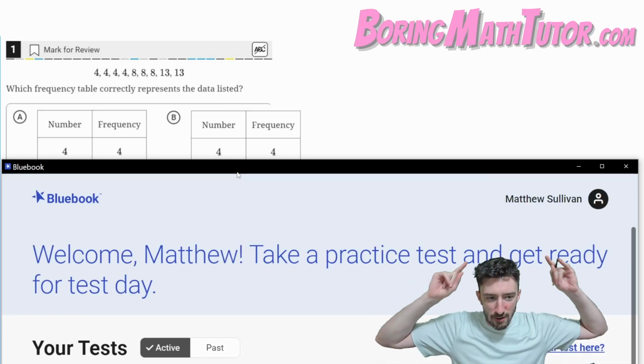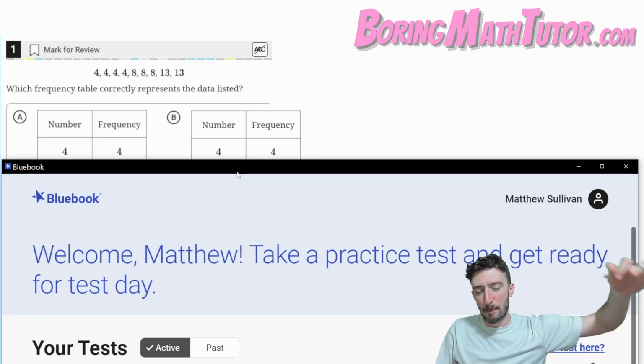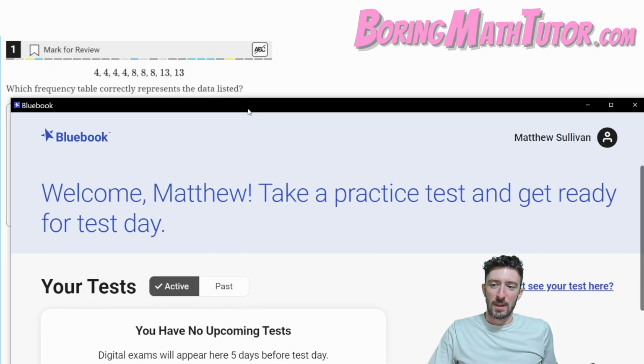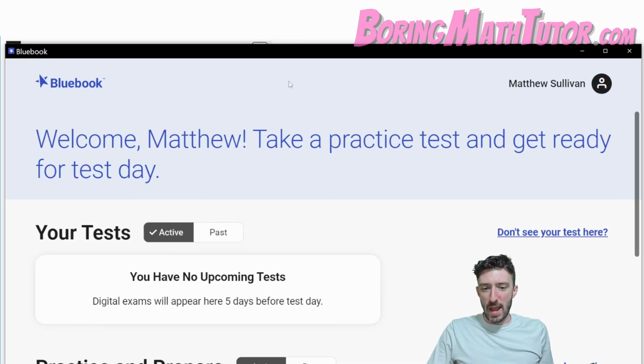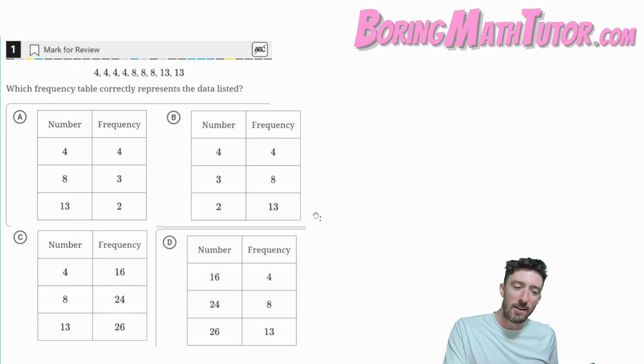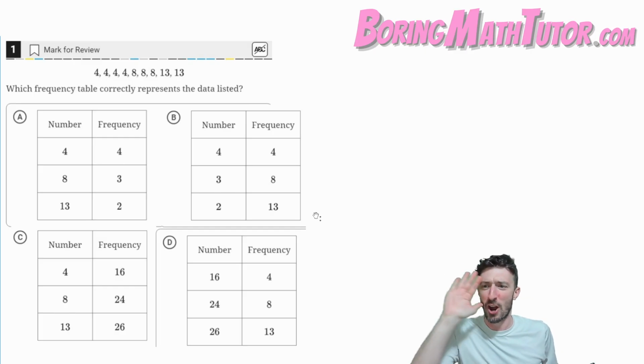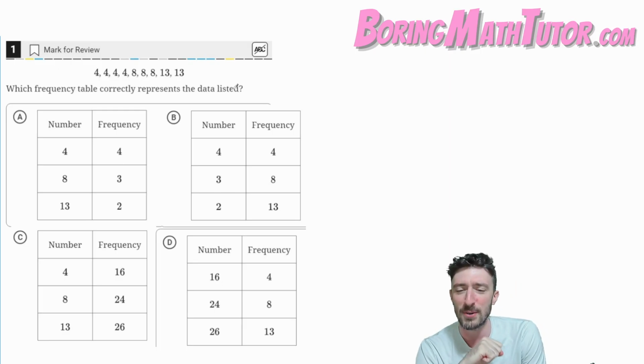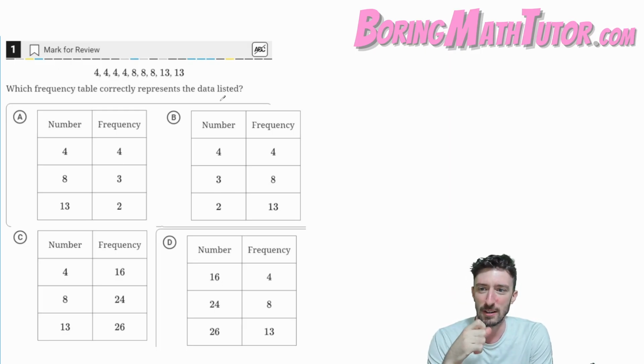Hey, we got ourselves the Blue Book app. It's got the practice tests in here, and I've already taken some pictures, and we're going to dive into the very first problem on the very first official practice test for the digital SAT. Let's get started. Which frequency table correctly represents the data listed?